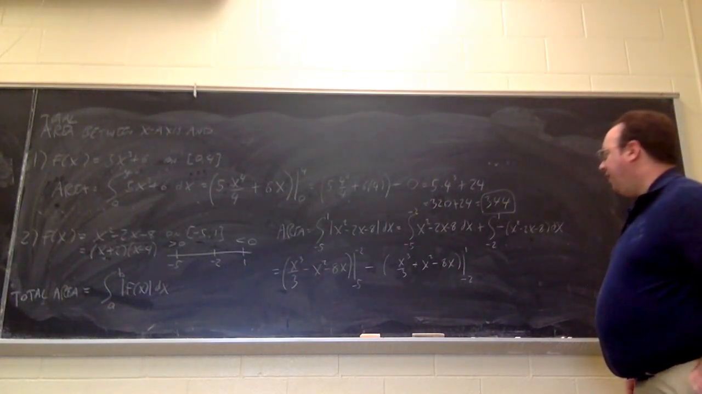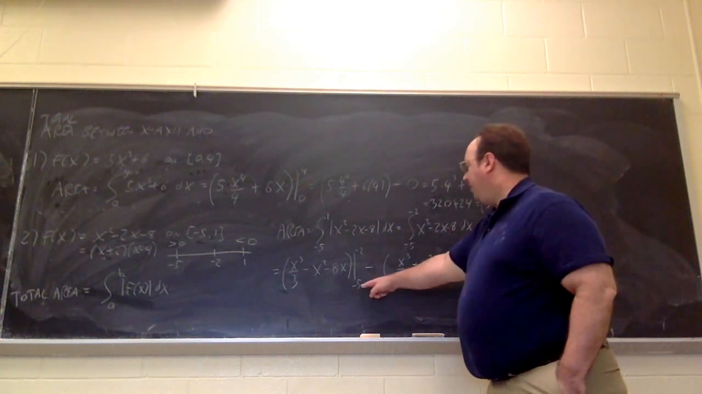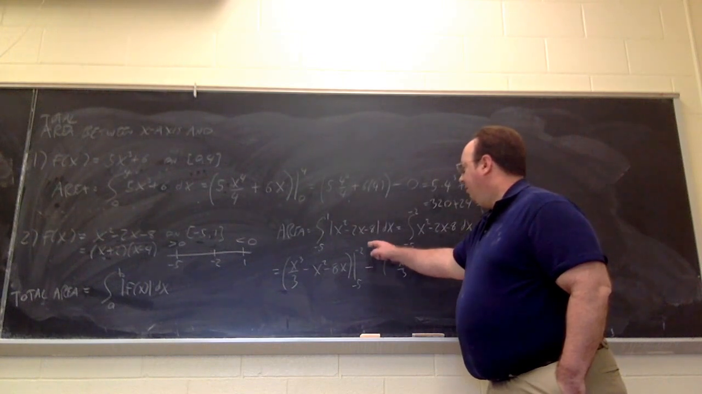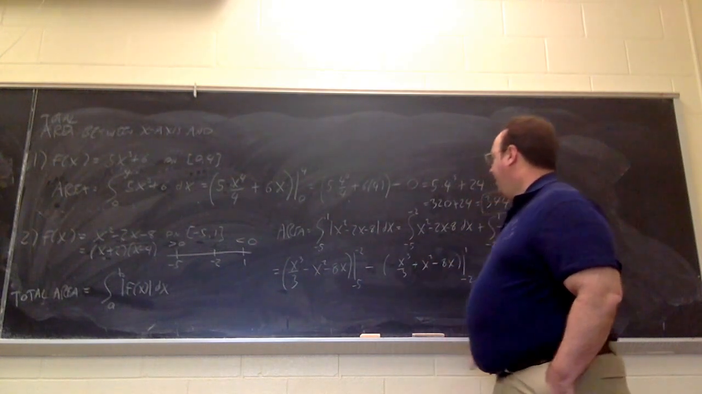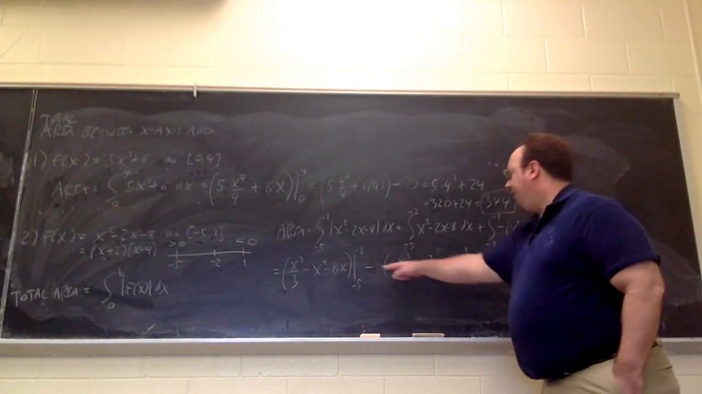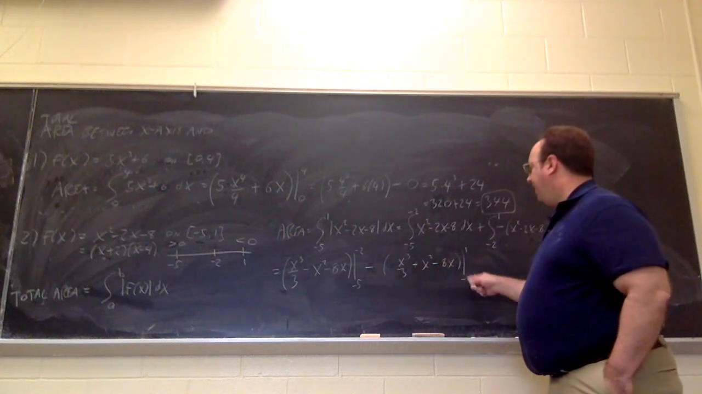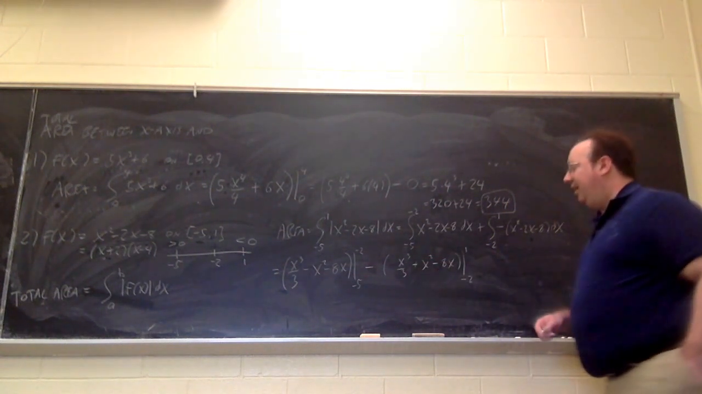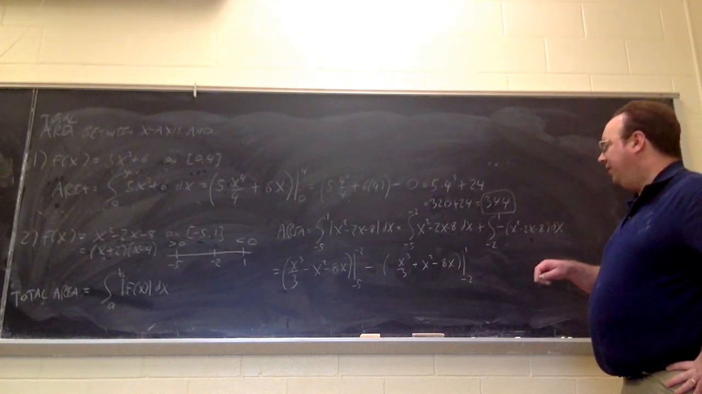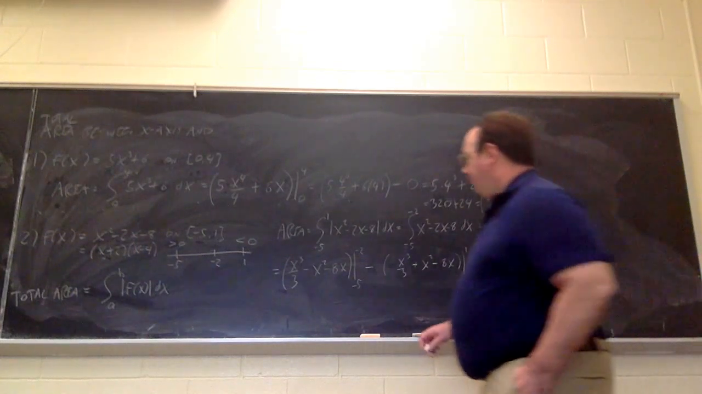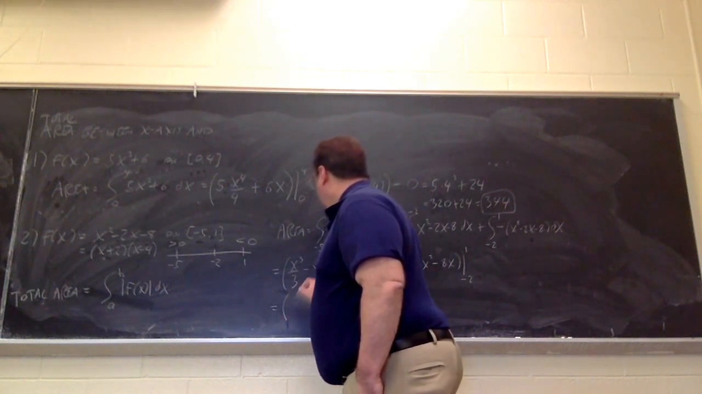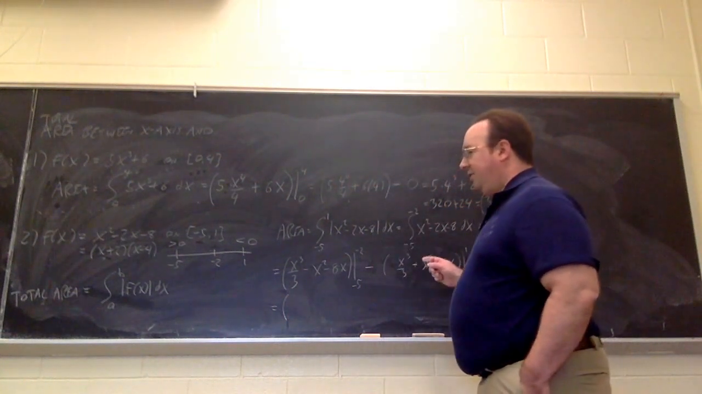Because now what I'm going to do is I'm going to have the value at minus 2 with a plus sign, minus the value at minus 5, and then minus the value at 1, and then minus and minus, so plus the value at minus 2. In other words, the value at minus 2 gets added in twice, and I subtract the value at minus 5, and I subtract the value at 1.